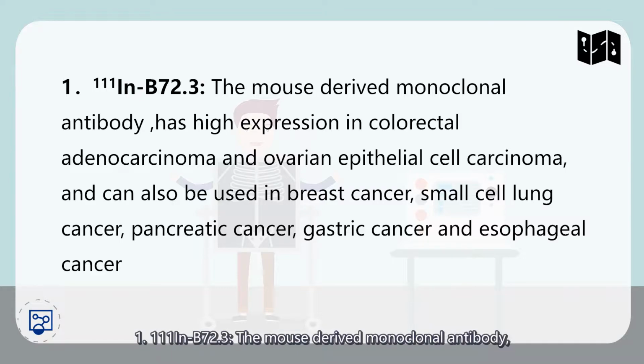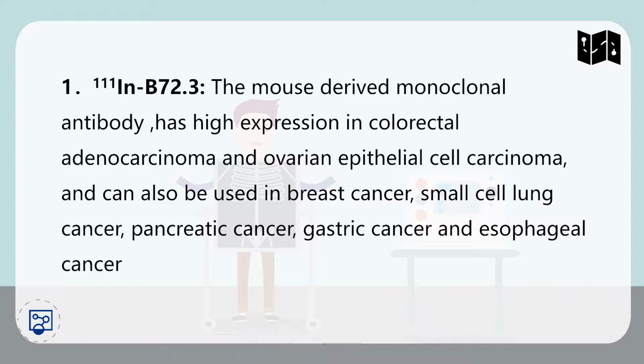First, indium-111 B72.3. This is a mouse-derived monoclonal antibody. It has a high expression in colorectal adenocarcinoma and ovarian epithelial cell carcinoma. It can also be used in breast cancer, small cell lung cancer, pancreatic cancer, gastric cancer, and esophageal cancer.